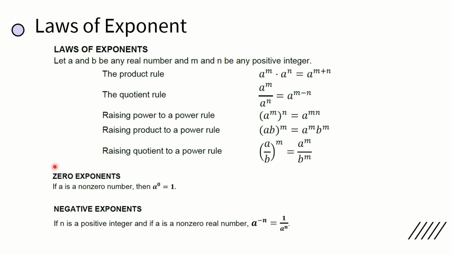Also, we discussed the zero exponent. If a is a non-zero number, then a raised to 0 is equal to 1. It means that any number raised to a power of 0 is equal to 1. And lastly, the negative exponent. If n is a positive integer and a is a non-zero real number, then a raised to negative n is equal to 1 all over a raised to n. So we're going to get the reciprocal and make it a positive exponent. Okay, so let's now proceed with our lesson. That's how we are going to simplify exponential expressions.